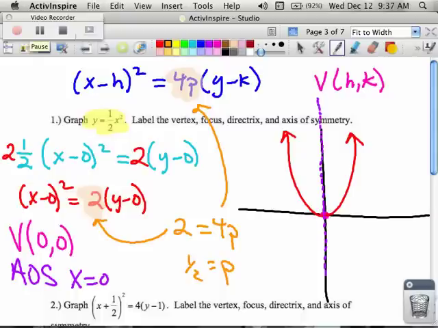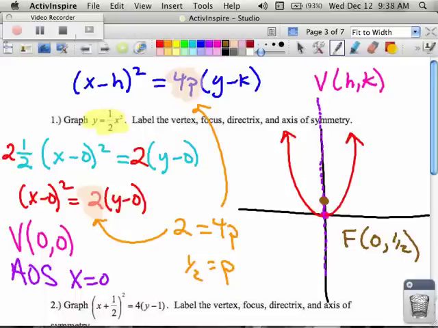The p is talking about how far your focus is from your vertex. In order to find your focus, you are going to go from your vertex inside the parabola 1/2 unit. That means that my focus is somewhere in here. To find that focus, 1/2 unit inside, you need to know where your vertex is. Oh look, my vertex was at 0, 0. If I go up 1/2 unit, that focus value is going to be at 0, 1/2, because it's 1/2 unit up from my vertex.